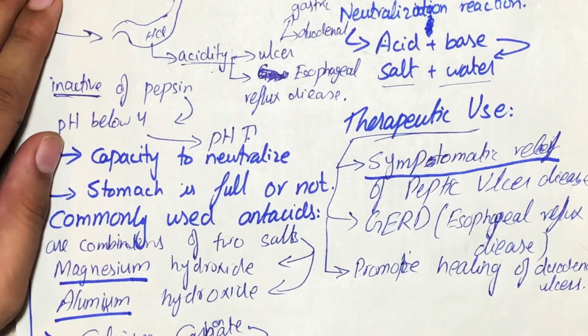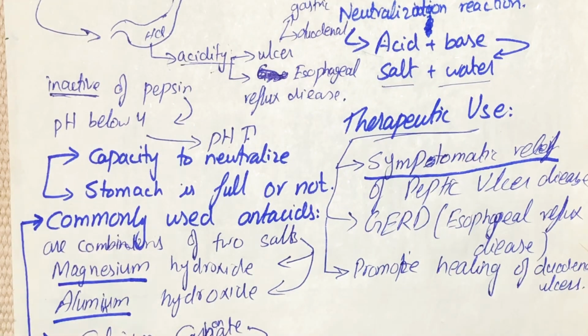The ulcers which are formed in the duodenum part of the intestine. So what are ulcers actually? Ulcers are sores. These are caused by increased acidity.